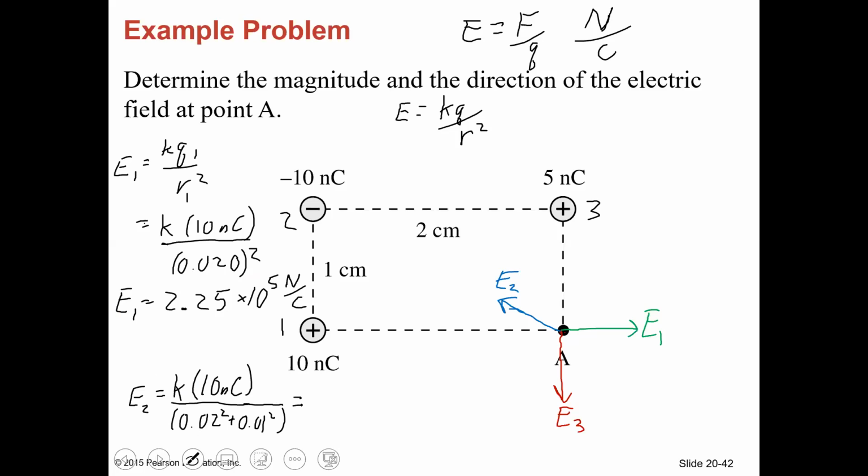So I do expect this number to be smaller because it's more distance. More distance means weaker electric field. And I get 1.80 times 10 to the 5 newtons per coulomb. Okay, last one. So that's E1. I got E2. Let's do E3.